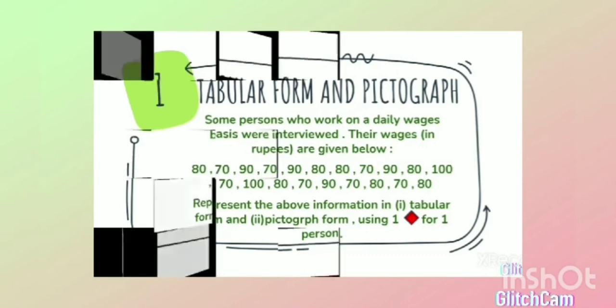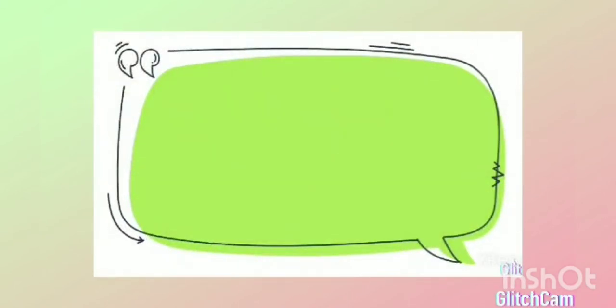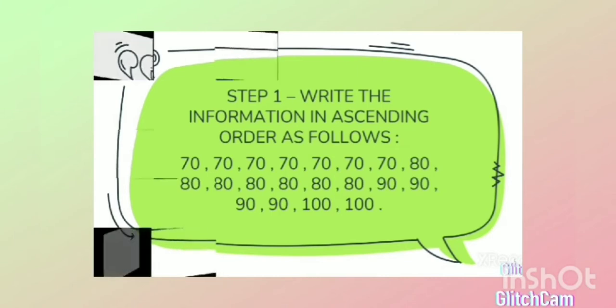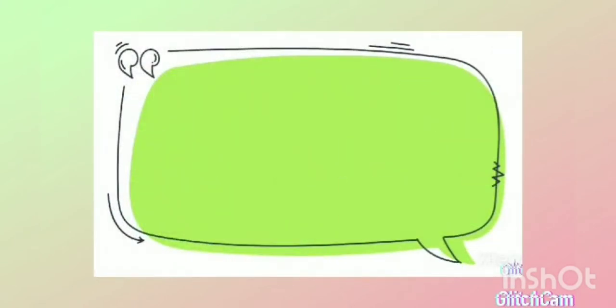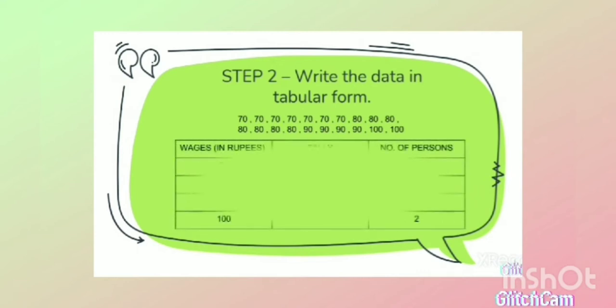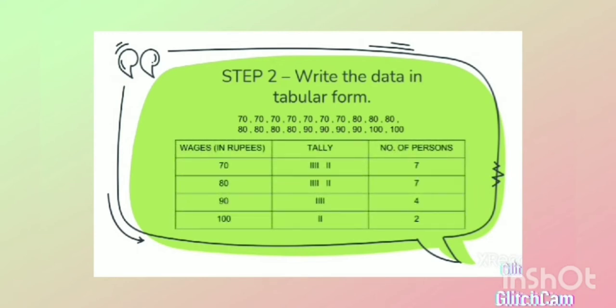For this, step 1 is to write the information in ascending order as done here. First, I have written all 70s, then 80s, then 90s and then hundreds. Now, we have to represent the data in tabular form, which means we have to draw a table and write the related information using tally marks.